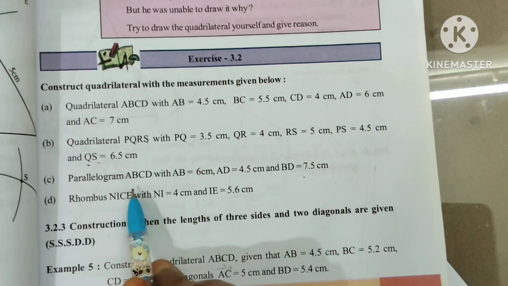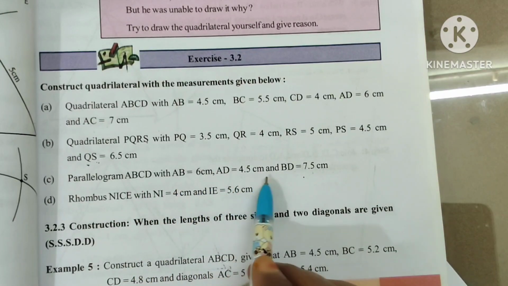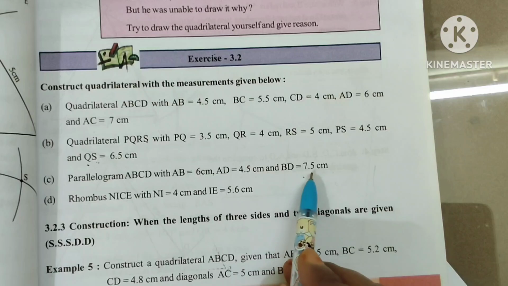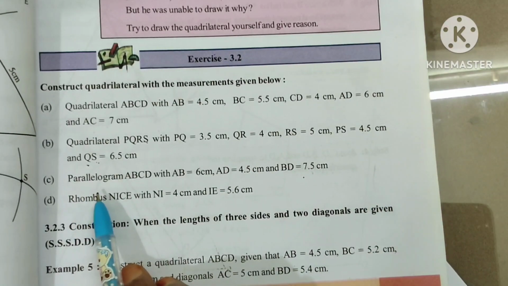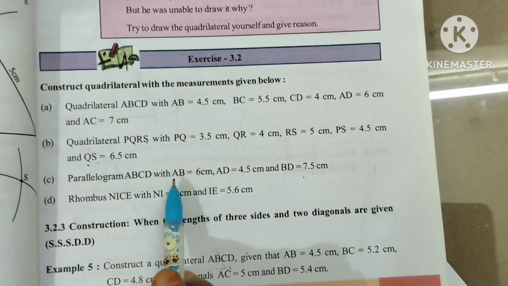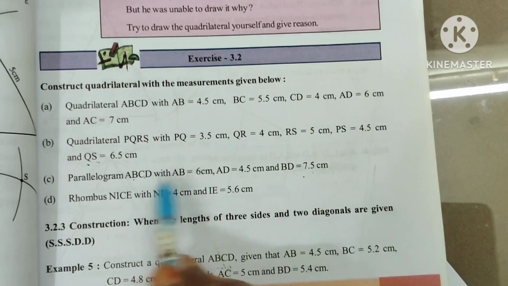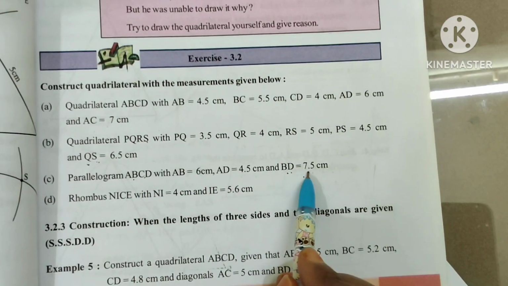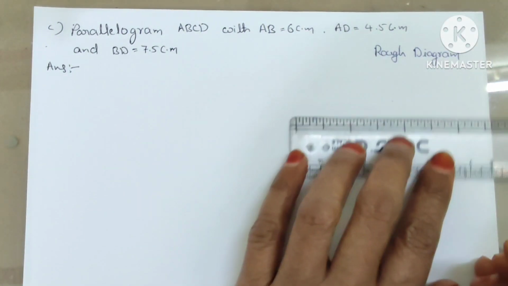Next C: parallelogram ABCD with AB equal to 6 centimeters, AD equal to 4.5 centimeters, BD equal to 7.5 centimeters. Now here, in any parallelogram opposite sides are equal. So use this point and draw the diagram. Here these two are sides, and BD is a diagonal. First we draw the rough diagram.